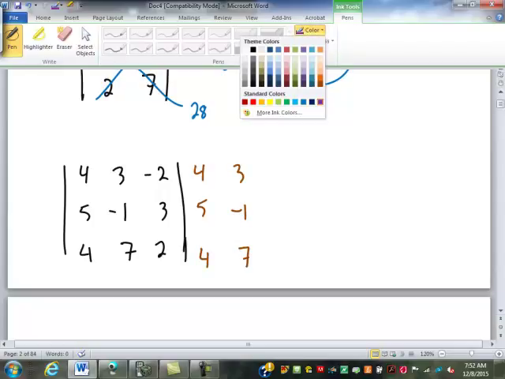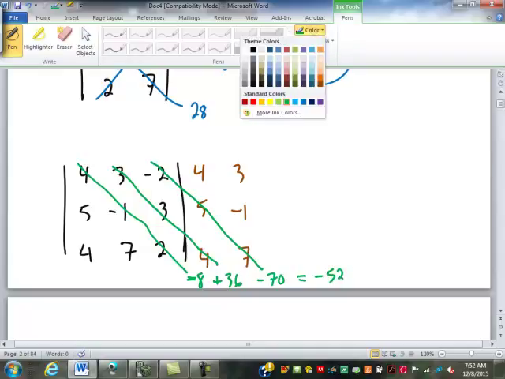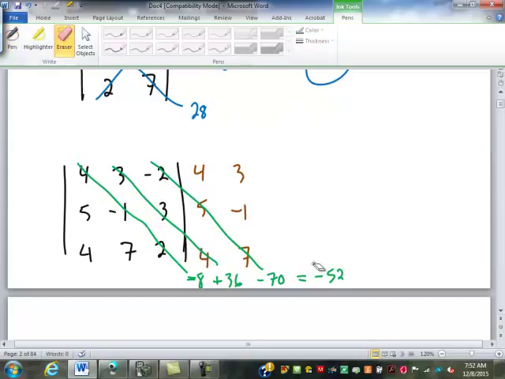So the first thing we have to do is rewrite those first two columns. Then we're going to start doing our down diagonals. 4 times negative 1 times 2 is negative 8. 3 times 4 is a positive 36. Negative 2 times 5 times 7 is a negative 70. So that adds up to be what? Negative 42, is that correct? Is that what you got for the downs? Negative 42 is correct, you're right.